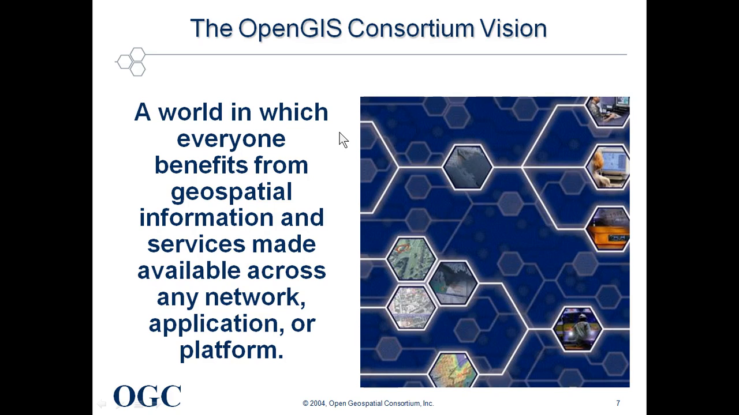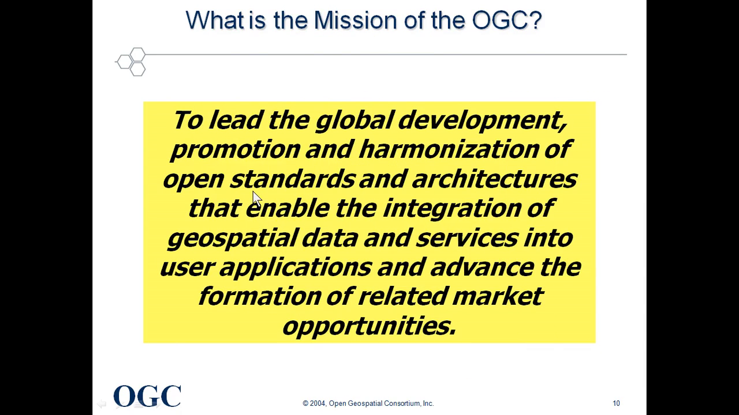What is the vision of Open GIS Consortium? A world in which everyone benefits from geospatial information and services made available across any network, application or platform. And the mission of OGC is to lead the global development, promotion and harmonization of open standards and architectures that enable the integration of geospatial data and services into user applications and advance the formation of related market opportunities.